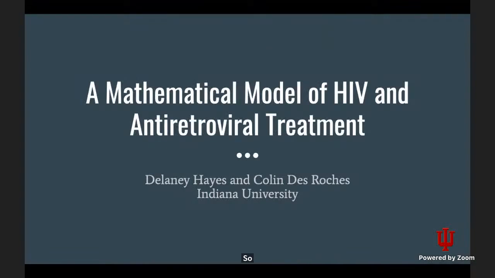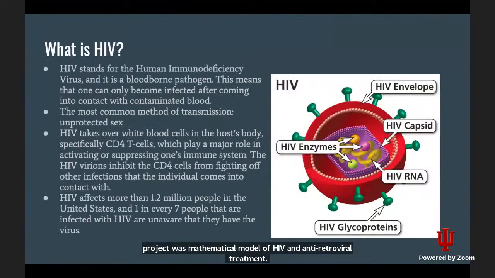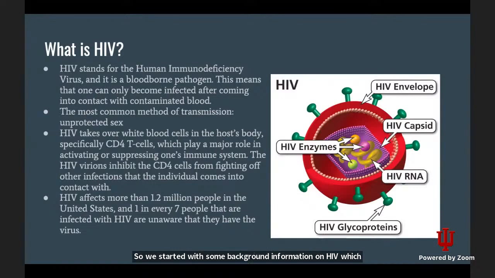Our project was a mathematical model of HIV and antiretroviral treatment. So we started with some background information on HIV, which stands for human immunodeficiency virus. It is a bloodborne pathogen, meaning you can only get infected if you came into contact with someone's blood who is already infected. And the main method of transmission is unprotected sex.